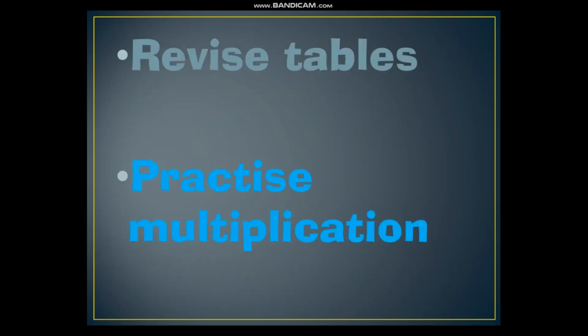Okay, and children, as I regularly tell you to revise tables, because without tables multiplication is a difficult task. Okay children, practice multiplication also and revise tables also.